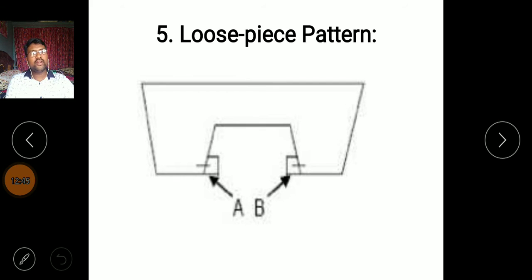Observe in the diagram, it consists of mainly 2 pieces. One is the solid pattern. To the solid pattern, we are attaching the loose pieces, A and B. A and B are the loose pieces, and the main part is known as the solid part. To the solid part, we are attaching the loose pieces for easy removal of the pattern from the mold. First, we have to remove the main part. After that, we have to remove the loose pieces. It is very easy to remove the pattern from the mold compared to the single piece pattern.